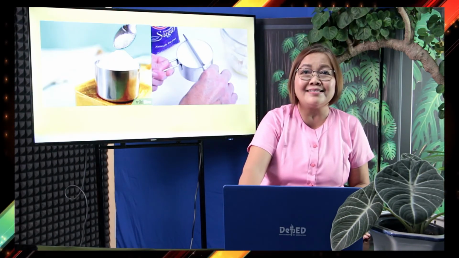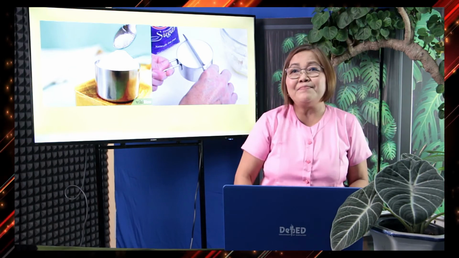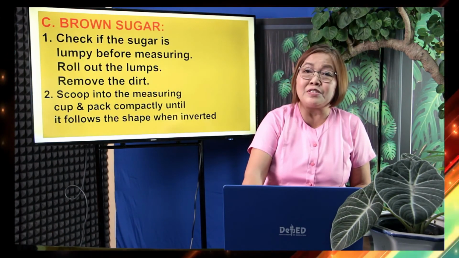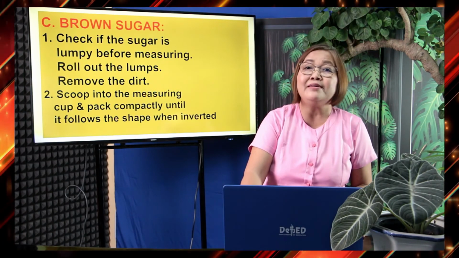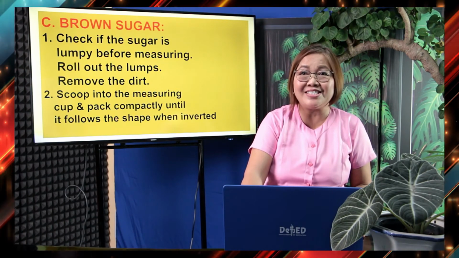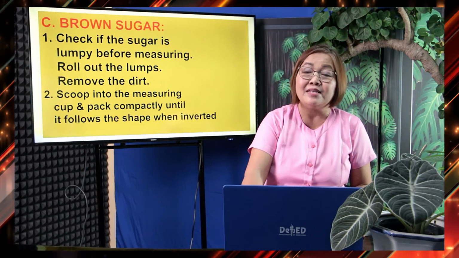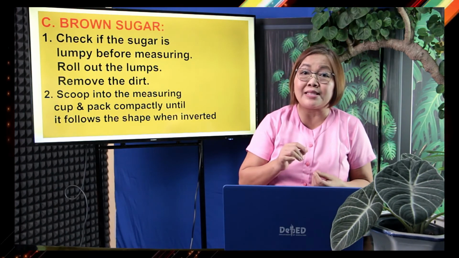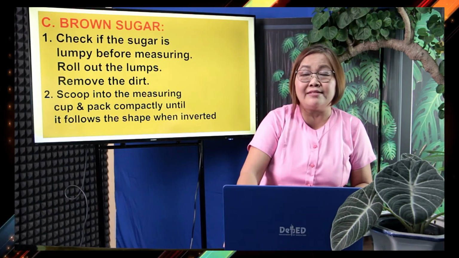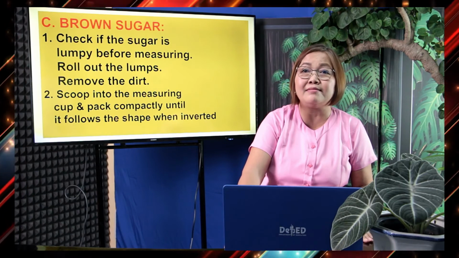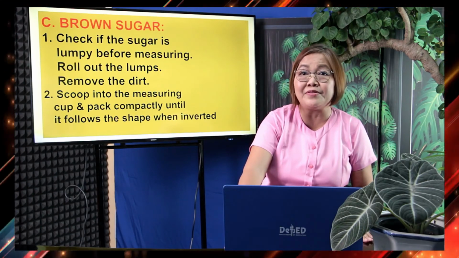Next is the brown sugar. Now, what is the correct procedure of measuring brown sugar? Of course, number one is to check if the sugar is lumpy before measuring. So, titingnan natin kung may mga tibugol-tibugol. Then, roll out the lumps if there are any lumps and remove the dirt if there is some.